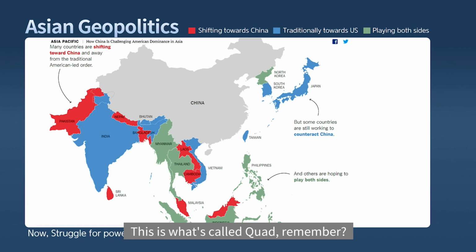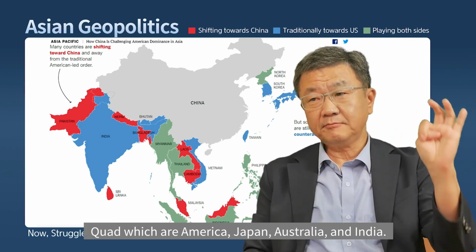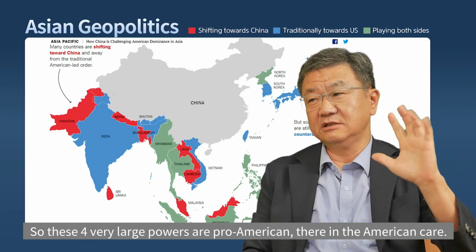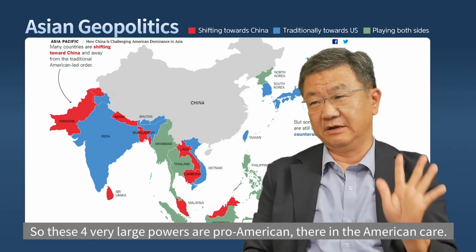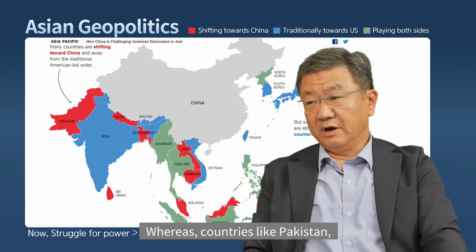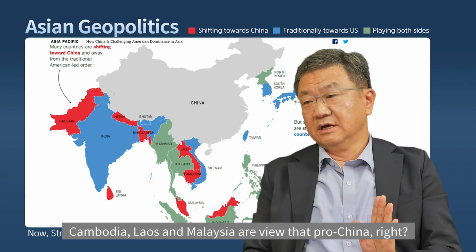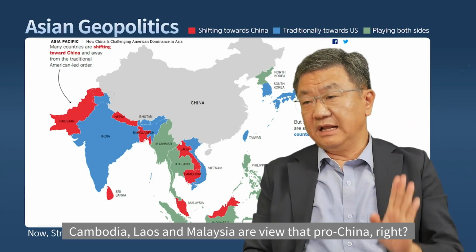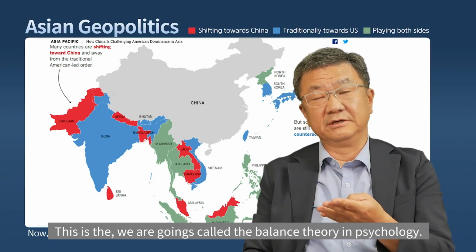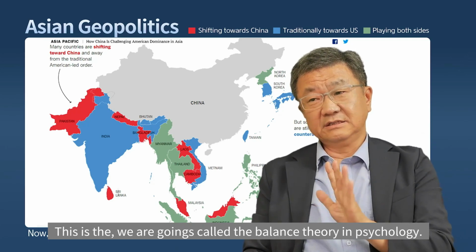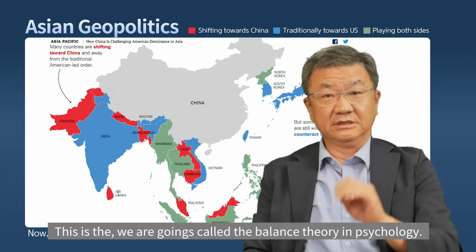This is what's called the Quad. Remember the Quad? Which are the Quad? America, Japan, Australia, and India. So these four very large powers are pro-American. They're in the American camp. Whereas countries like Pakistan, Cambodia, Laos, and Malaysia are viewed as pro-China, right? Pro-China. Now we have what is called the balance theory in psychology.